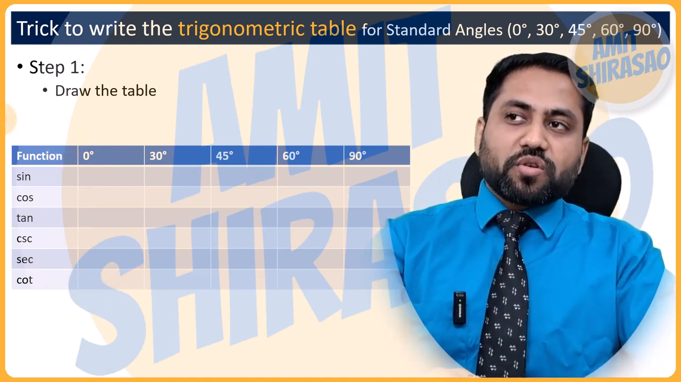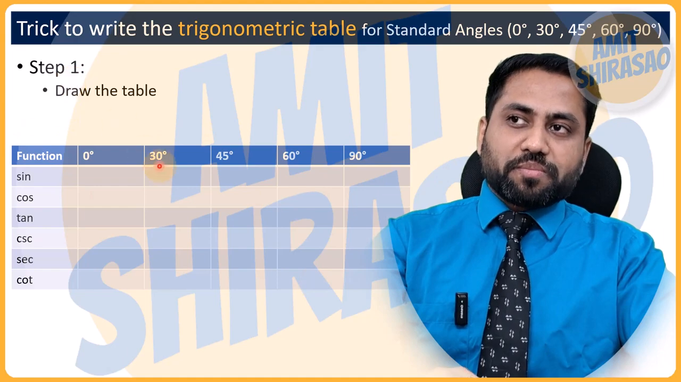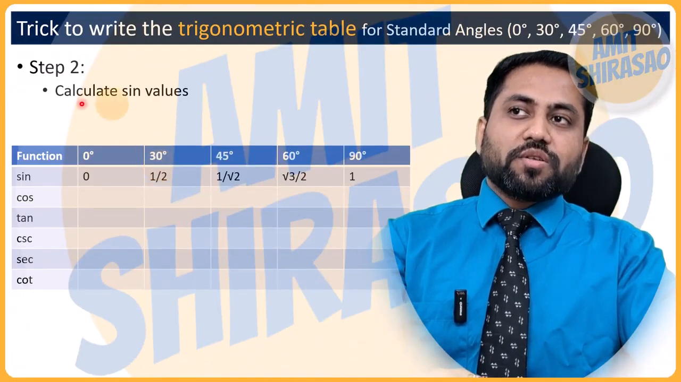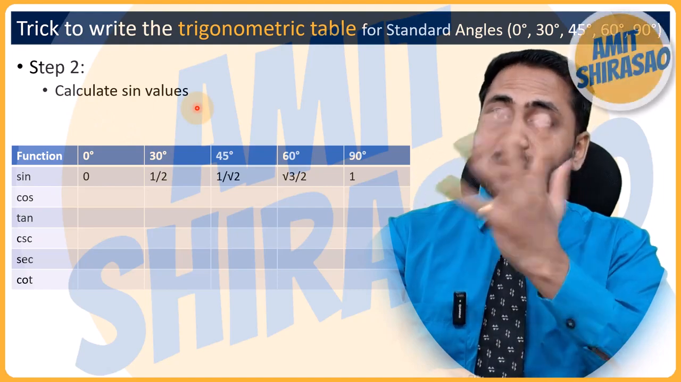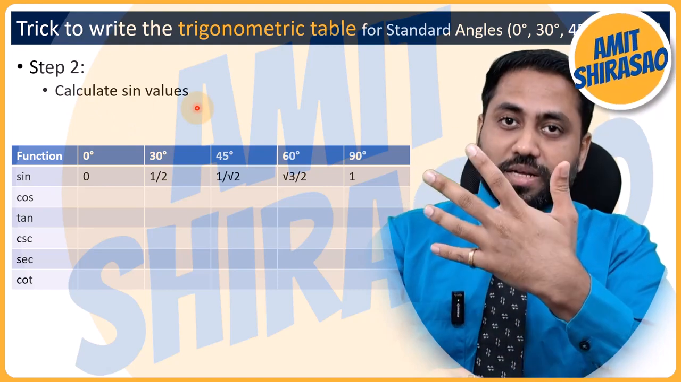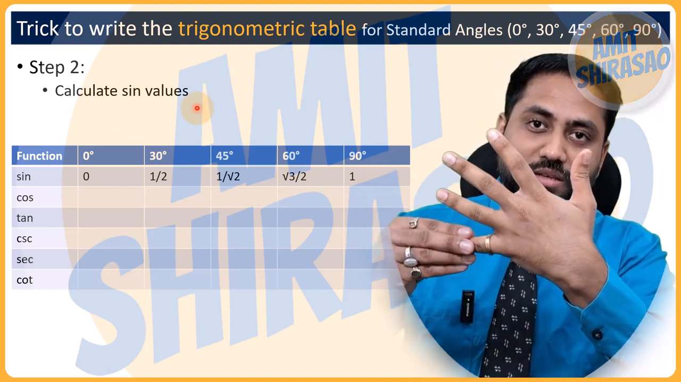So first of all, you draw the table. That is your step number 1. Then what you do? Calculate the sine values using your right hand technique. Always remember it is a right hand, right hand. That is why this is 0 degrees.